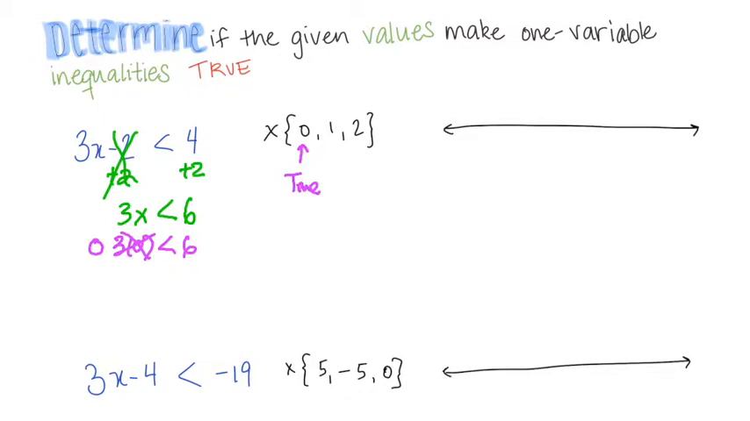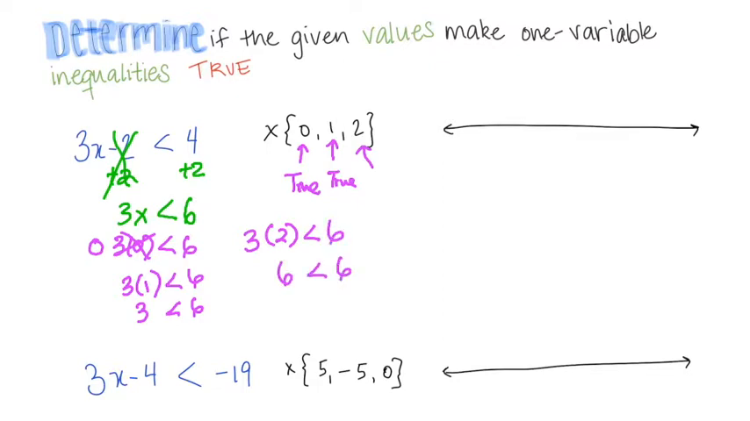So that is true. Let me go ahead and plug in the 1. Three is actually less than 6, so this will also make the inequality true. Now let me see what happens when I plug in this 2. Now 6 is not less than 6, because 6 is equal to 6. So what we have here is a situation where any number that is less than 2 will make this inequality true. But if it's 2 or higher, then it will make the inequality false.